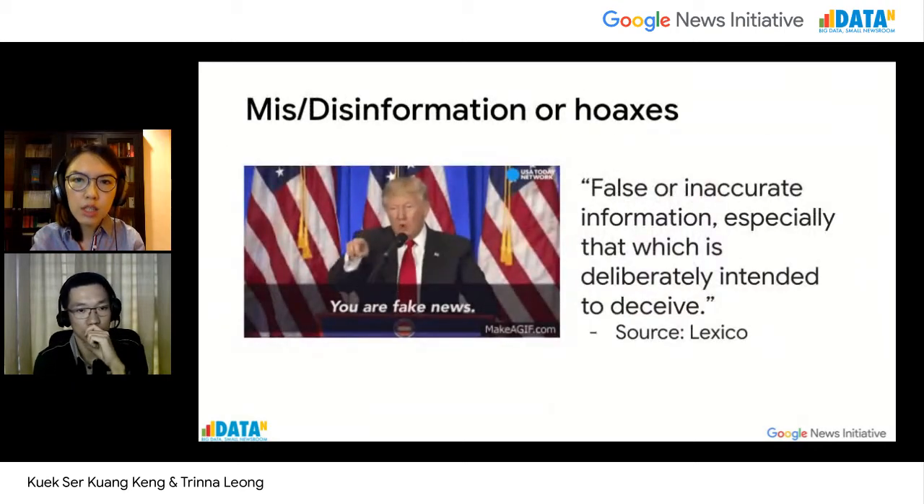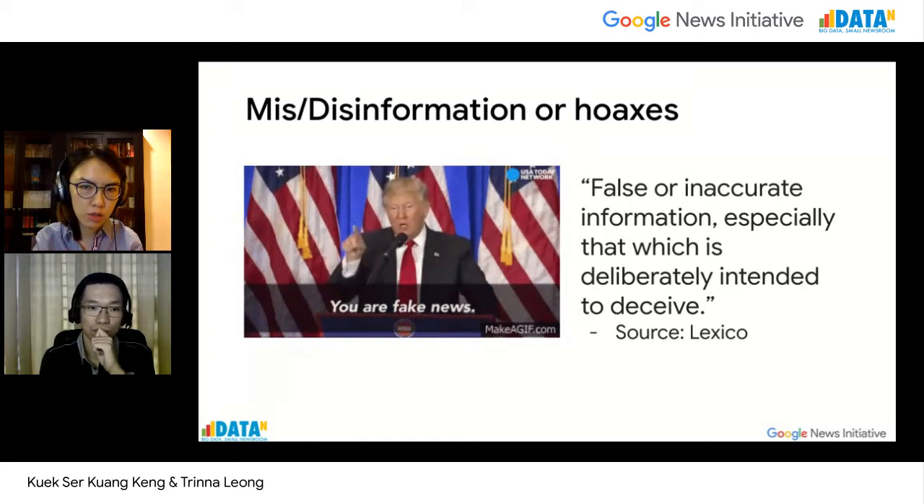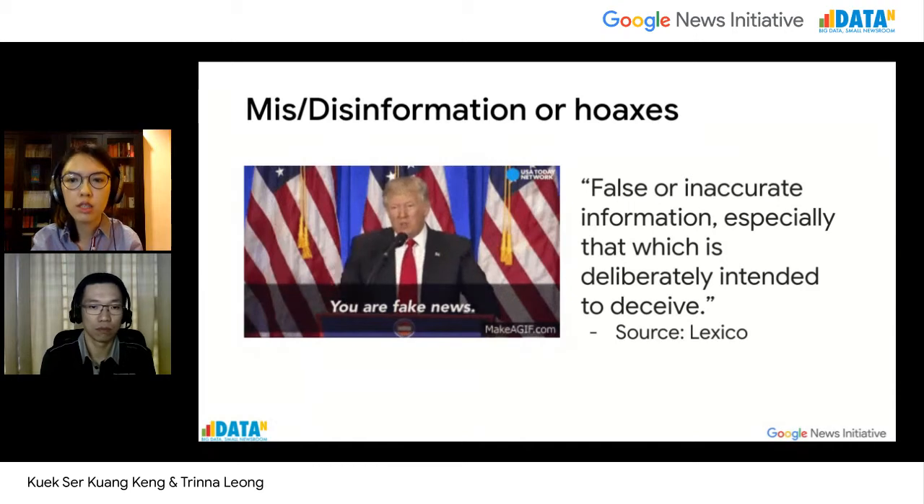So, what is misinformation, disinformation, hoaxes, or what we also know as fake news, right? It's essentially false or inaccurate information, especially that which is meant deliberately to deceive others.